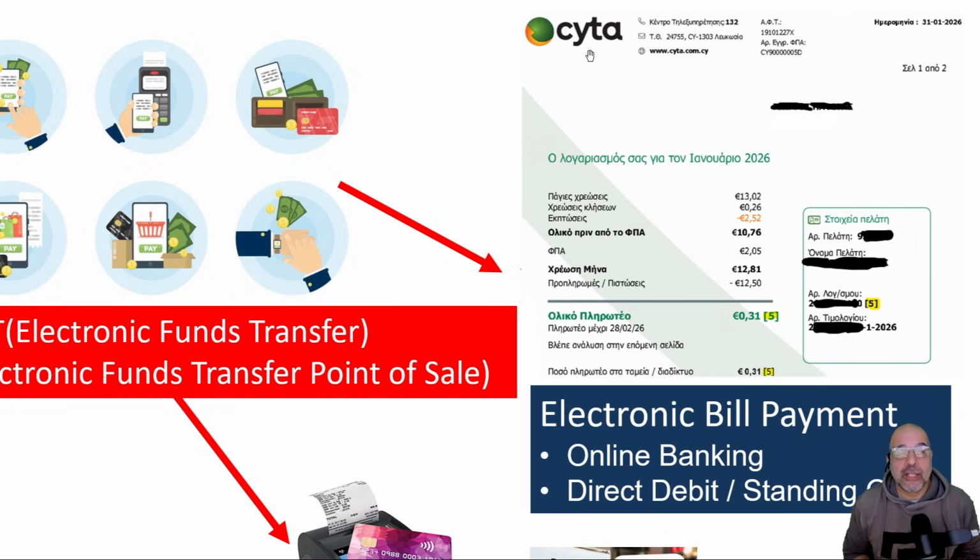A standing order is when you set up an order with the bank to pay a company a fixed amount of money every month. So it's not like a bill where the amount changes every month depending on your usage. Let's say your rent: you're going to be paying rent to a letting agency, and your rent is, say, 450 euros a month. Every month you need to pay 450 euros.